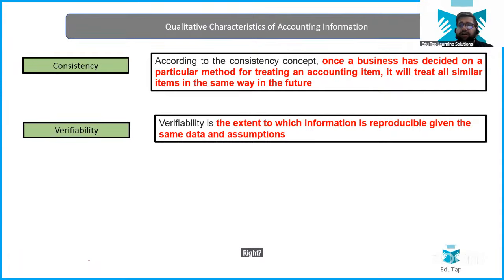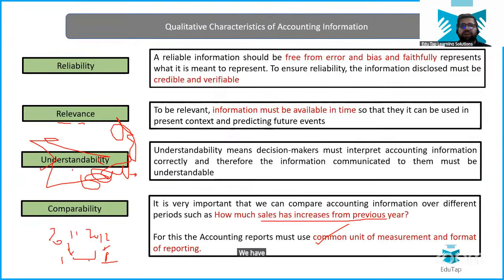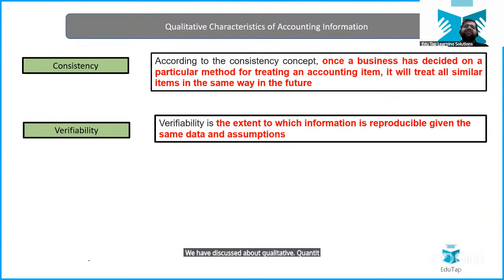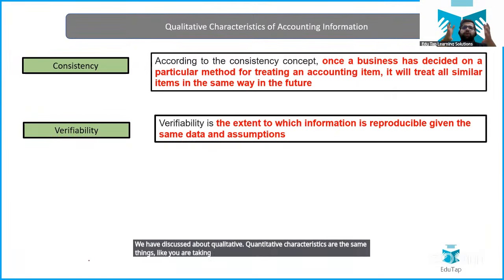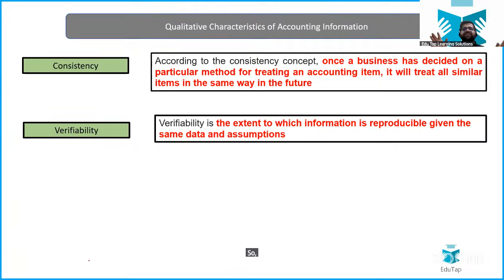Right? What about quantitative characteristics? Very good. We have discussed qualitative. Quantitative characteristics are the same things, like you are taking the monetary value of the transactions, you are recording that. So quantitative characteristics means what? Monetary value. That is, this particular transaction having some monetary value.